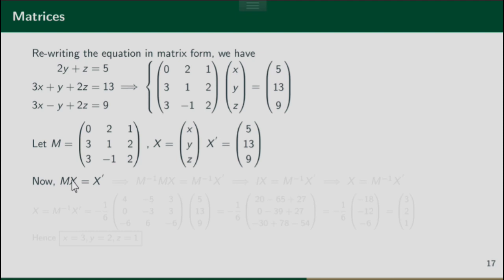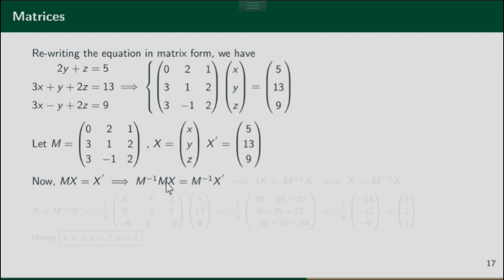Then how do I obtain X, what I'm looking for? I multiply both sides by the matrix M inverse. To be precise, I pre-multiply by M inverse. So I have M inverse times M times X is equal to M inverse times X prime. I'm pre-multiplying, so do not change the order because matrix multiplication is not commutative.